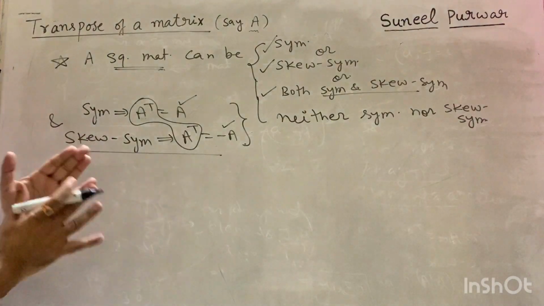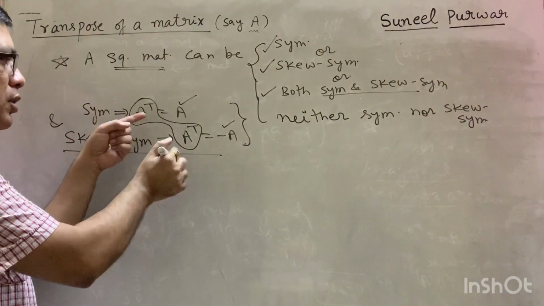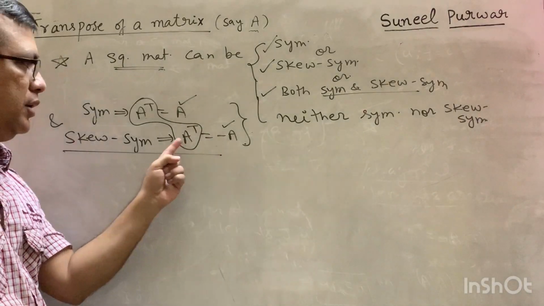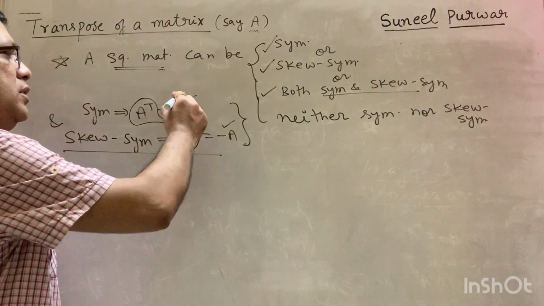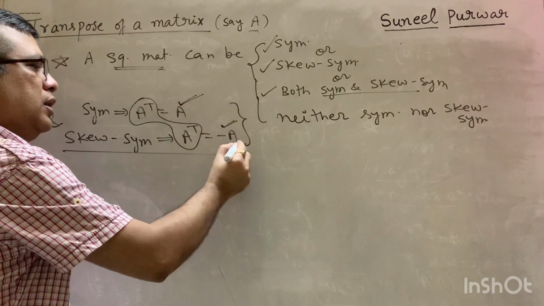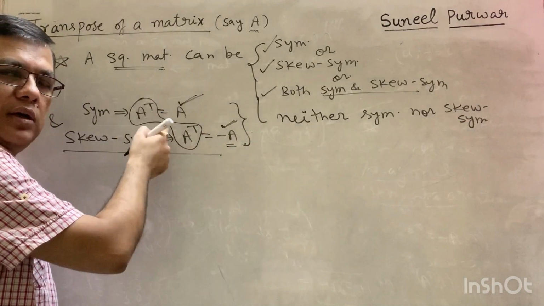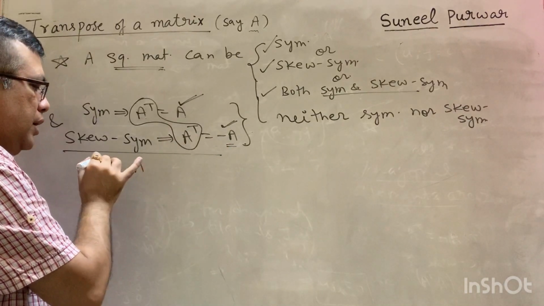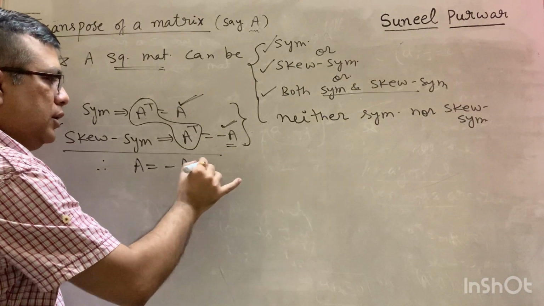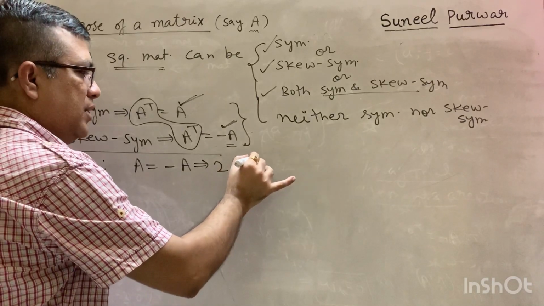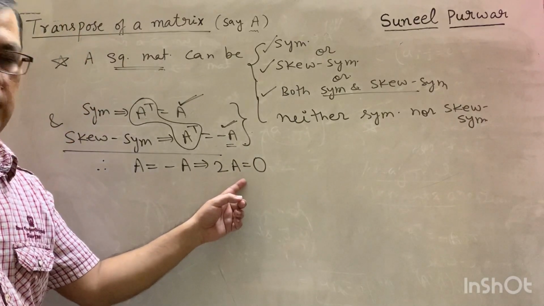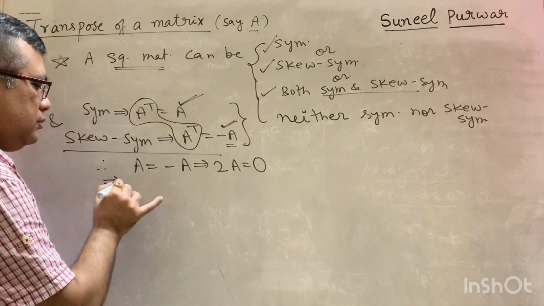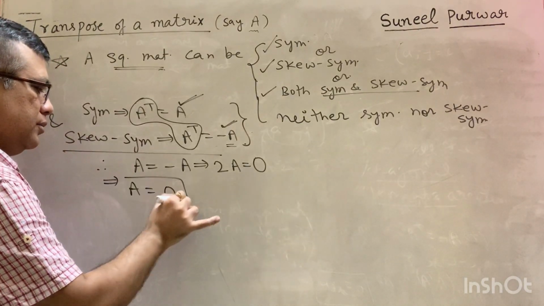And means both are happening simultaneously. So both values of A transpose: A equal to minus A. This is A and this is minus A. They both are values of the same thing, A transpose. So these two themselves are equal. A equal to minus A. That means 2 times matrix A is 0. Which 0? 0 matrix. A matrix can be equal to a matrix only. That means A is a null matrix.